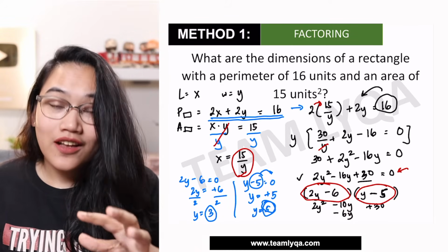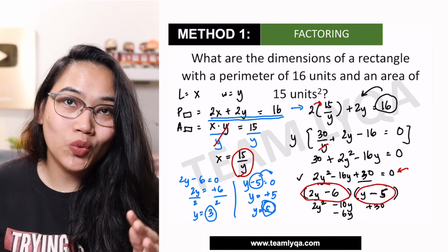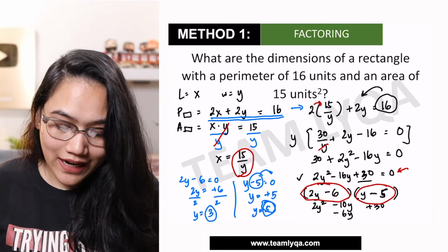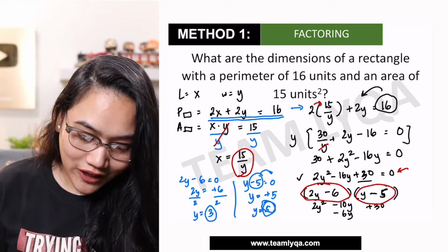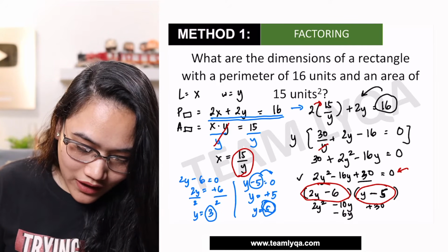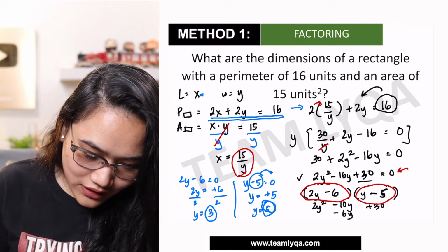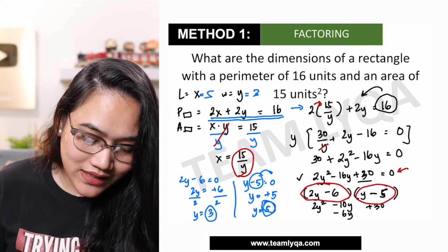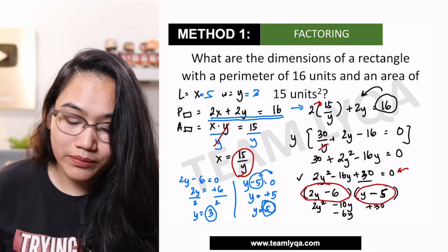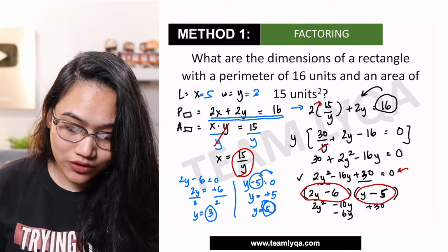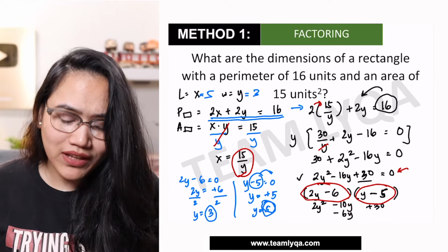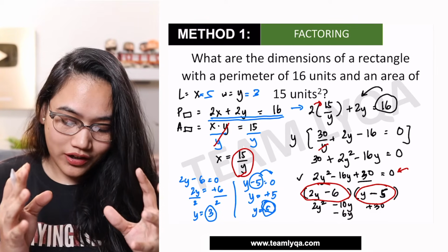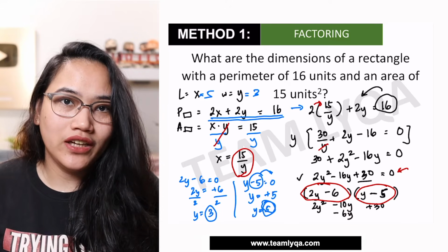Now, let's check if that's correct, if its width, the shorter side, would be 3, and its length is 5. Will the 16 and 15 come out? Now, let's check, let's go back here to the perimeter and area. If its length is 5 and its width is 3, will the 16 come out? Well, twice 5 is 10. 10 plus twice y, which is 3, is 6. So, we're right there. Then, 5 times 3 is 15. So, we're also right there. So, again, we got that its dimensions are 3 and 5. So, that is the factoring technique.